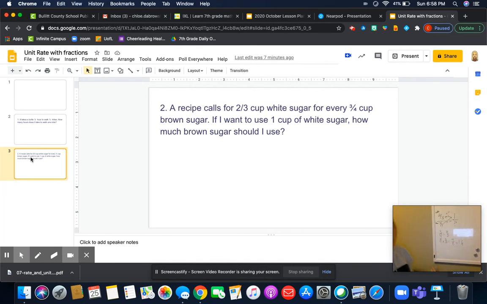So our answer, how much brown sugar should I use? We're going to use 1 1/8 cups.